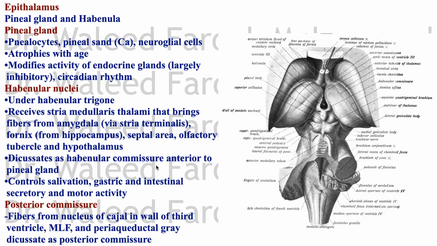Posterior commissure: fibers from the nucleus of Cajal. This is in the wall of the third ventricle. Fibers of the medial longitudinal fasciculus, the MLF, and the periaqueductal gray in the midbrain decussate as the posterior commissure.